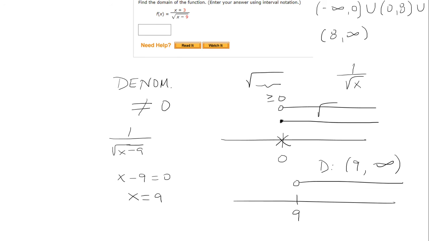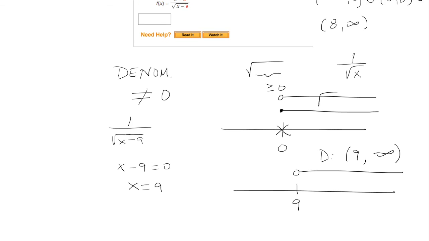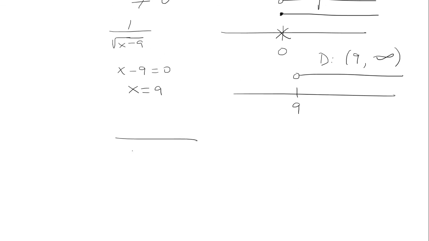Now the other thing, in order to simplify this further, what we could have done is ignore the top, because the top's fine, and just set inside the square root greater than 0. And so we get x is greater than 9, which is 9 to infinity. So this is a nice shortcut.